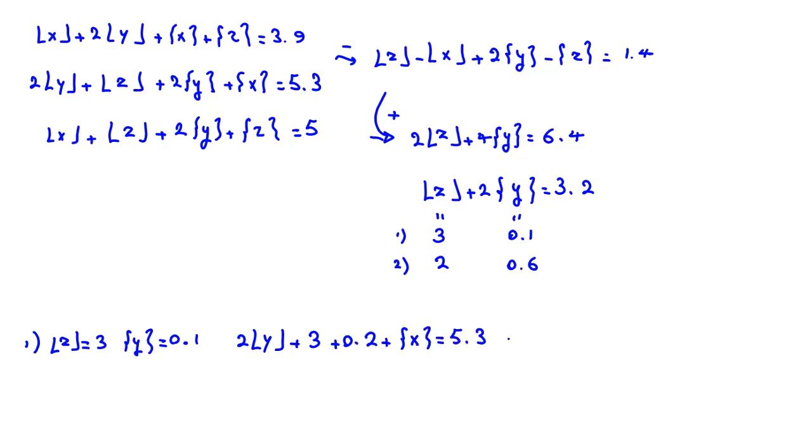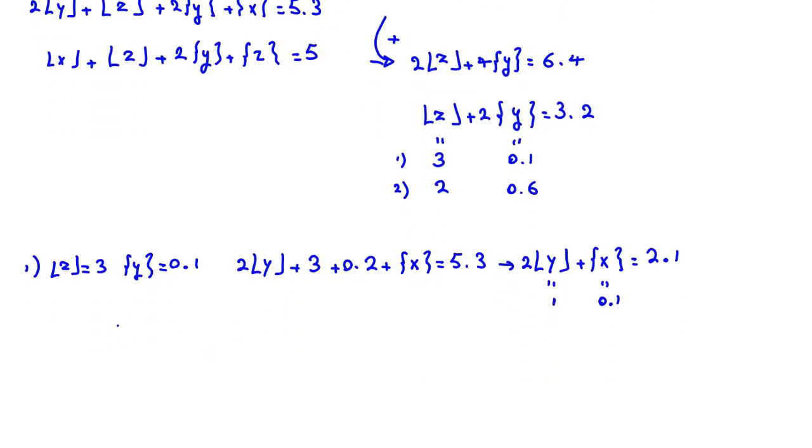And then we can subtract: it will be 2 times the integer part of y plus the fractional part of x equal to 3.2 minus 5.3 minus 3.2. So 5 minus 3 is 2, 2.1. Okay. Now here, the only possible case is 0.1. The only possible case for this, because this one is an integer and this one is a fractional part, is that this one has to be 1. Okay. So in this case, we've concluded that the integer part of y is 1 and the fractional part of x is 0.1.